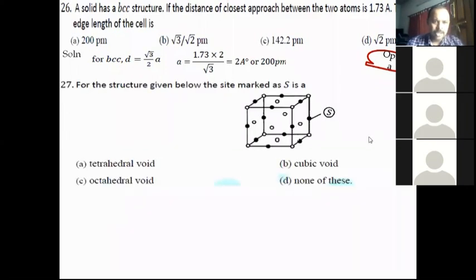Now look at this, question 27. For the structure given below, the site marked as S is tetrahedral, cubic, octahedral, or none of these. You remember we just discussed this. This is the edge center. Edge center is the position of an octahedral void. So it should be option C. That's fine.